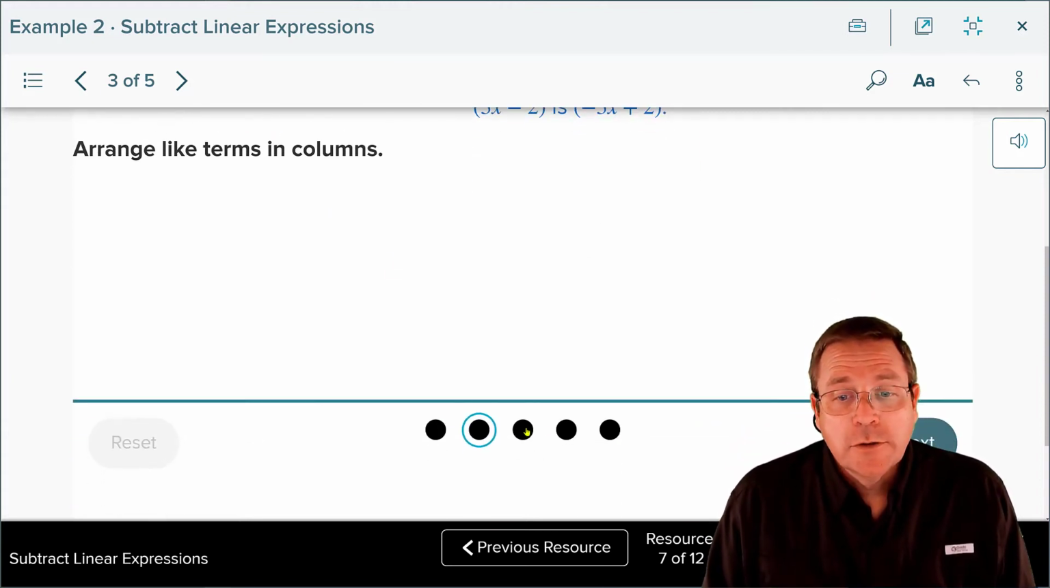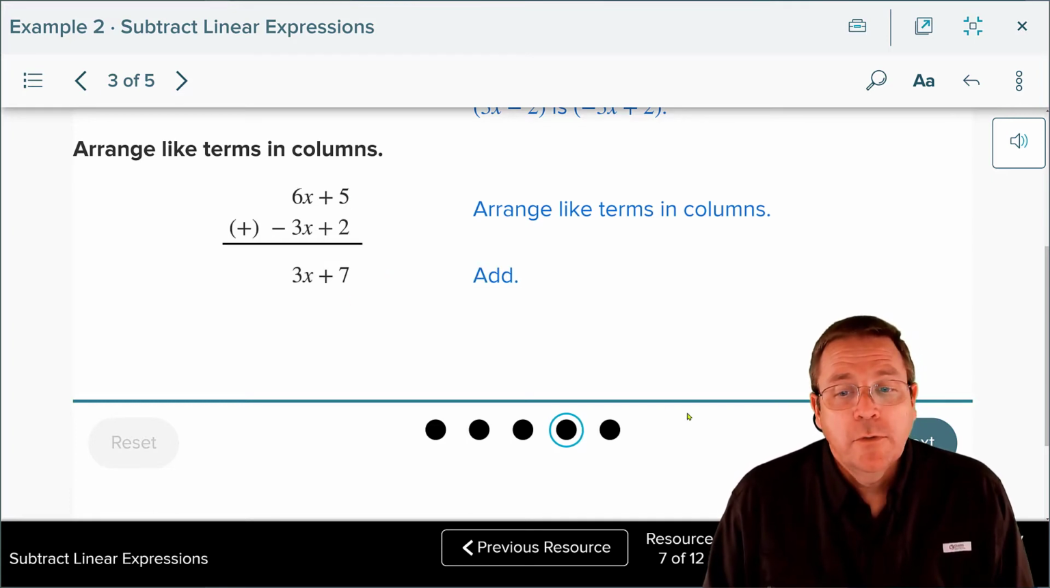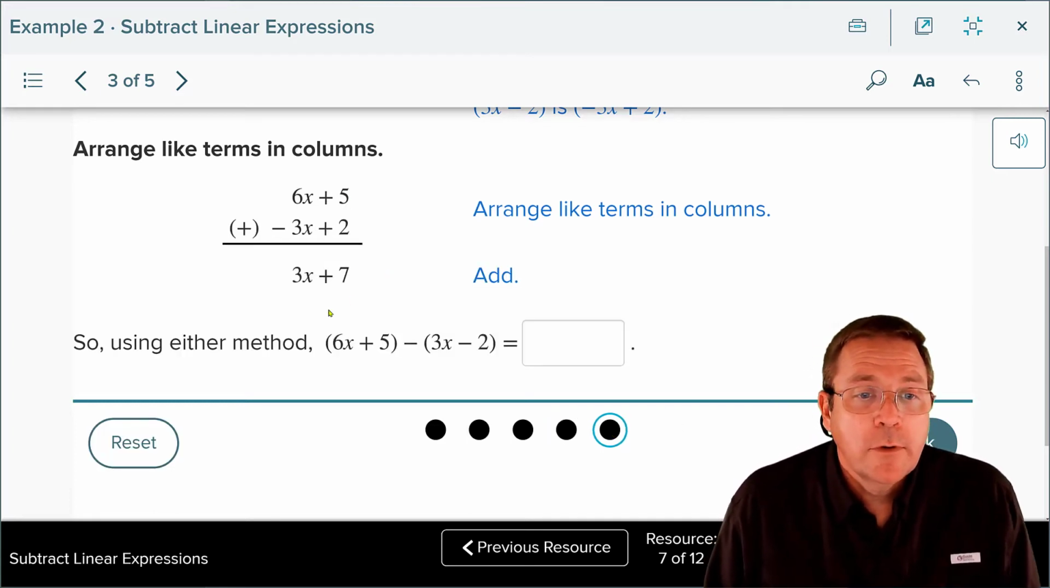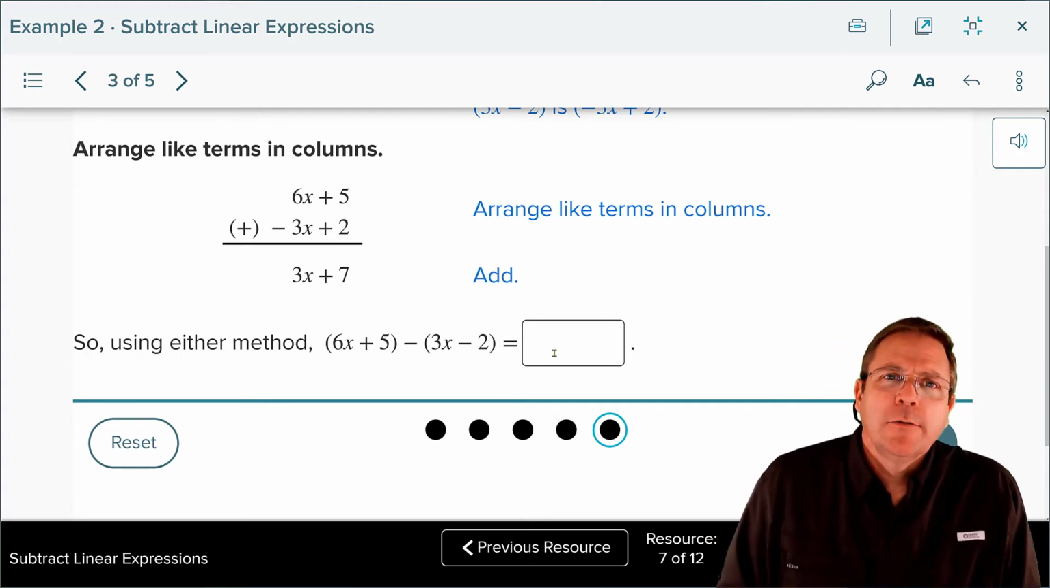And from there, it's just a matter of coming up with your columns, and then simplifying. 6x minus 3x, that's 3x. 5 plus 2, that's 7. Final answer is going to be 3x plus 7, which you could type in there if you want to, but I'm not going to do that right now.